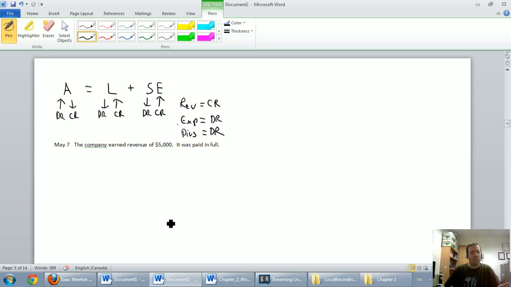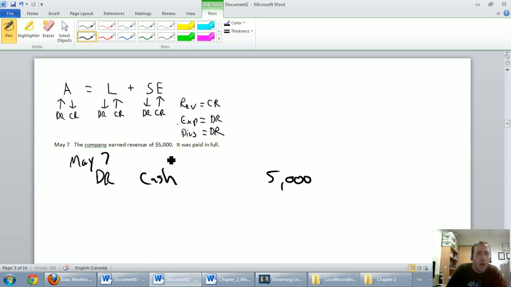It was paid in full, so that means we got cash here, didn't we? Okay, so we did some work and we got paid. We got cash. I generally want to deal with cash first because it's very easy to deal with. So if cash is involved, let's deal with cash first. So we were paid in full, we got cash. Cash being, of course, an asset, it going up. Let's debit our cash. So I'm going to debit cash for $5,000. I'll date it May 7th.